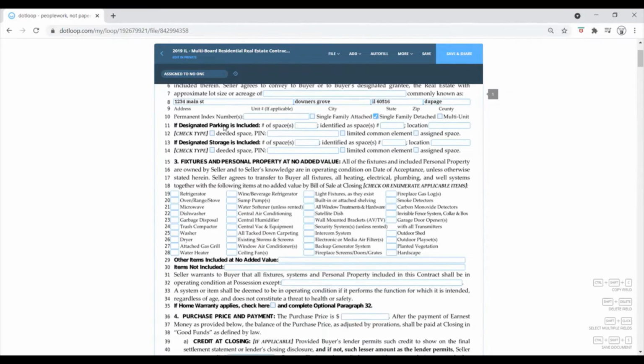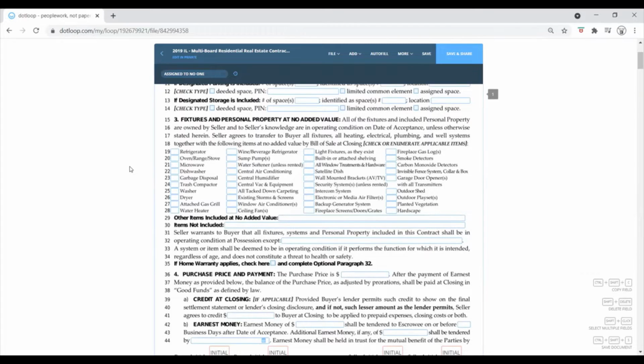Is parking included? Generally, you don't have to fill this out unless it is an attached property. If you have a driveway in a single family home, yes, of course, that's included. Same with storage. So single family attached generally is where you're going to see that. Because if you own a property, you own everything on the property.